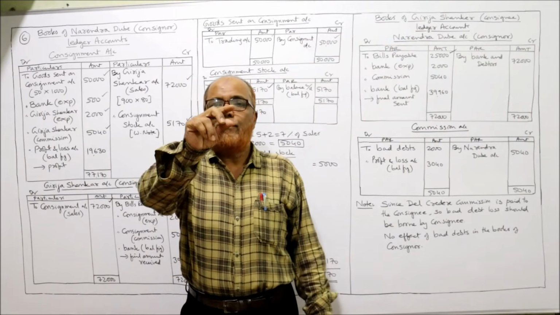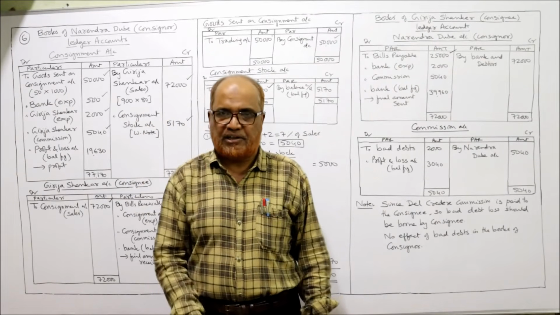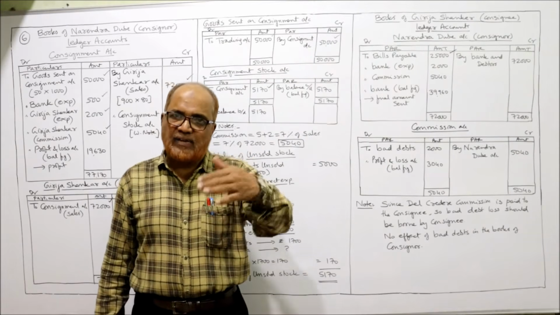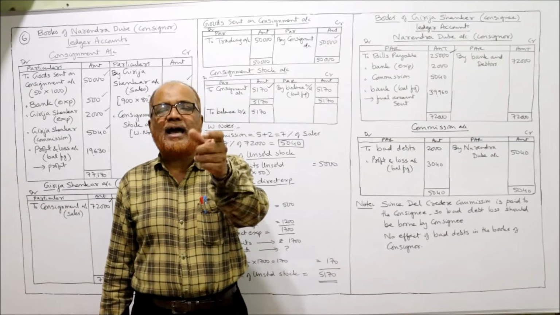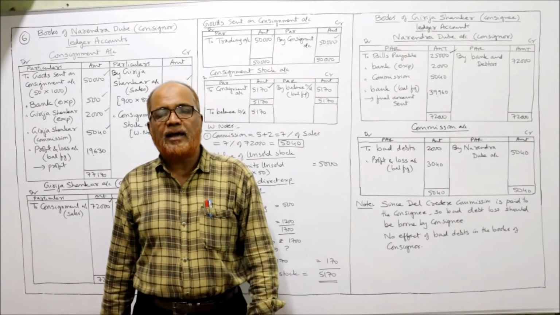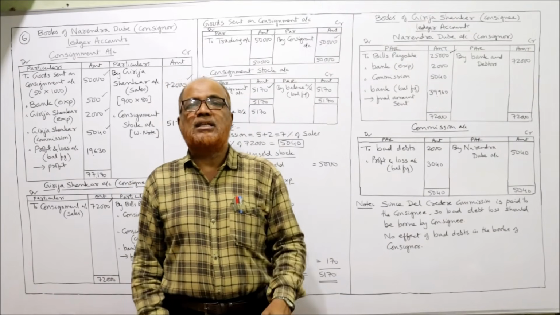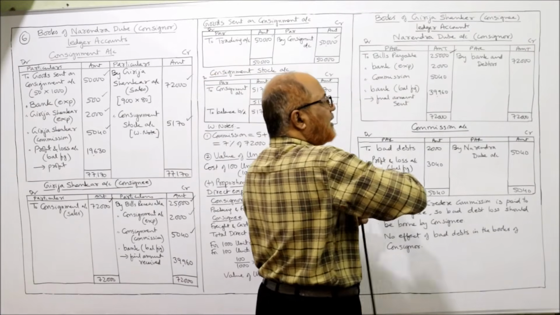So entry will be bank or debtors, because sales are done on cash as well as credit. So instead of writing only bank, I am writing bank and debtors. So entry will be bank and debtors account debtor to Narendra Dubey account. So Narendra Dubey is credited by bank and debtors 72,000.